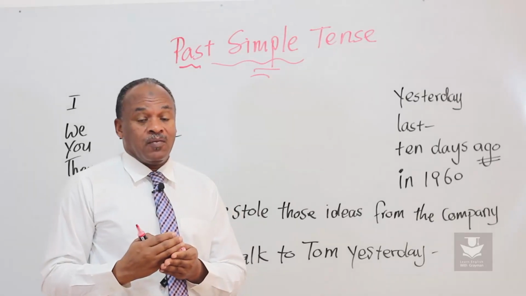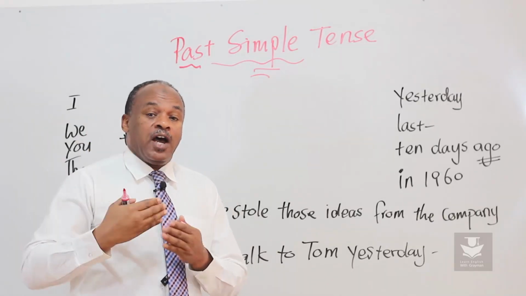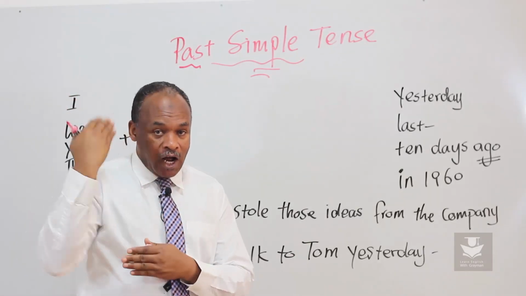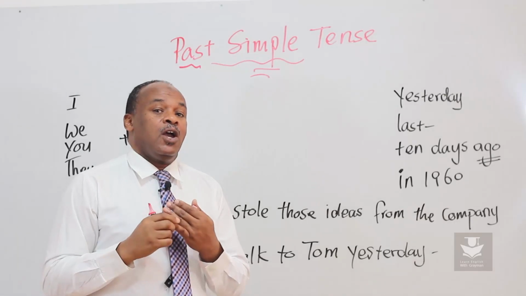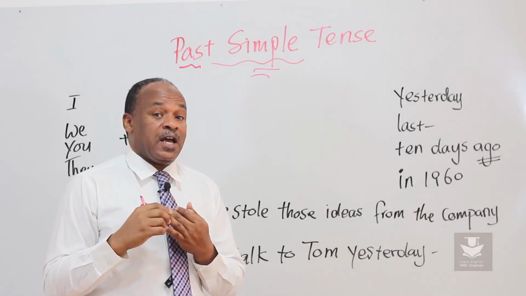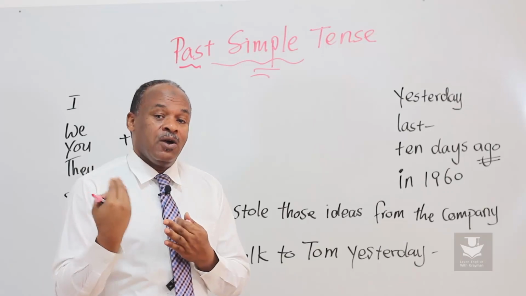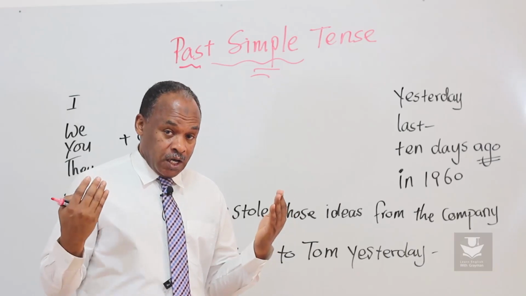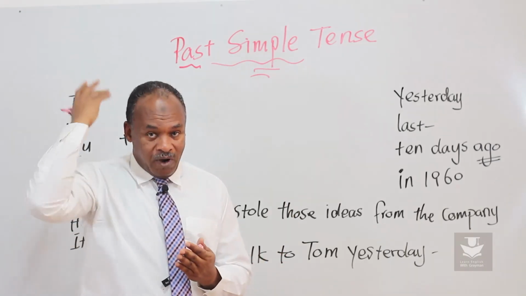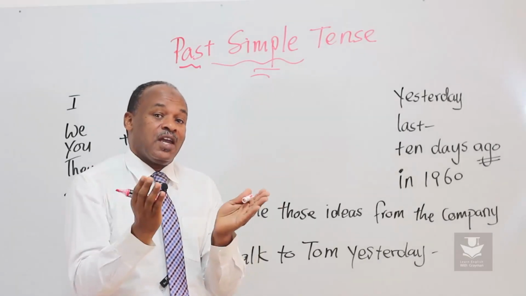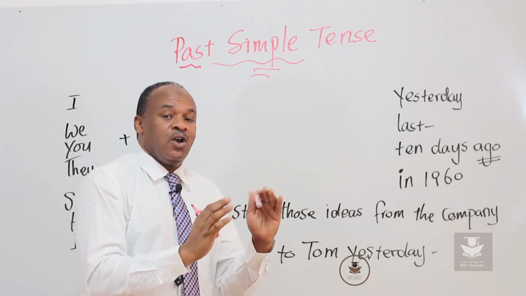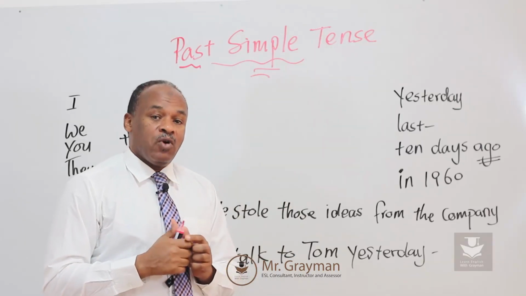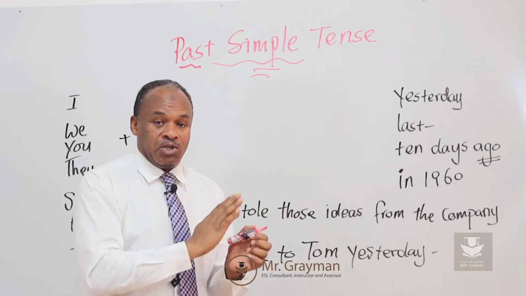The past could be any time in the past, before now. The past could be last year, could be last month, could be yesterday, could be 2 hours ago, could be a century ago, anytime in the past. So if you wanted to talk about something that happened in the past and finished, you have to use the past tense.